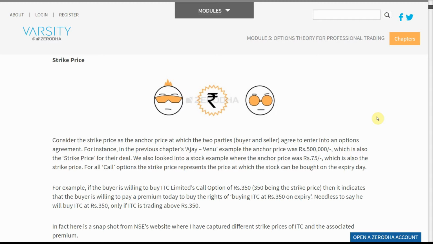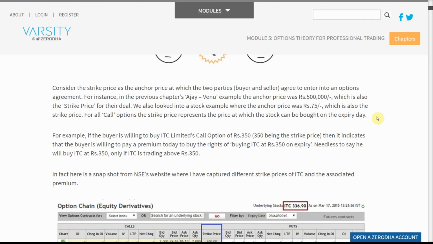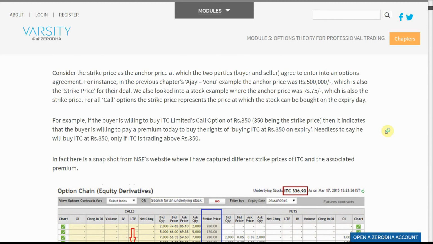We also looked into a stock example where the anchor price was 75 rupees per, which is also the strike price. For all call options, the strike price represents the price at which the stock can be bought on the expiry day. For example, if the buyer is willing to buy ITC Limited's call option of 350 rupees, 350 being the strike price, then it indicates that the buyer is willing to pay a premium today to buy the right of buying ITC at 350 rupees on expiry. Needless to say, he will buy ITC at 350 rupees only if ITC is trading above 350 rupees.